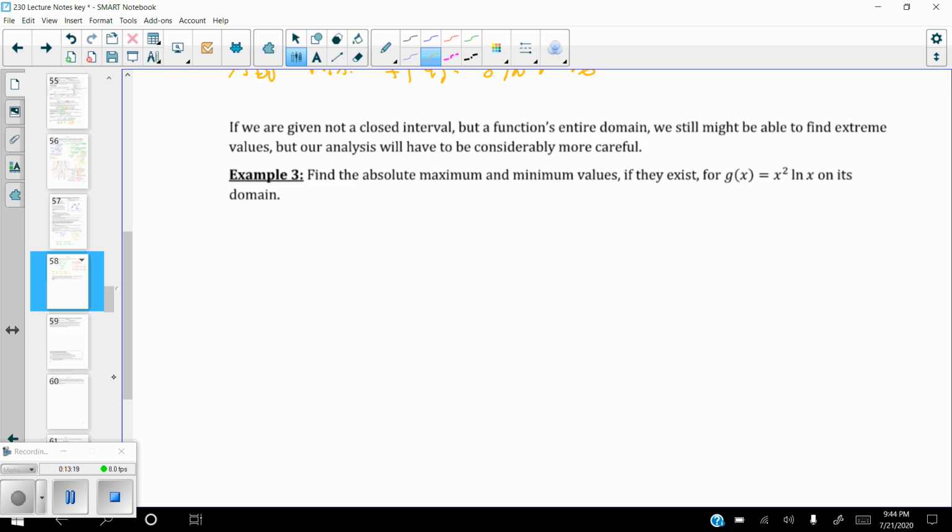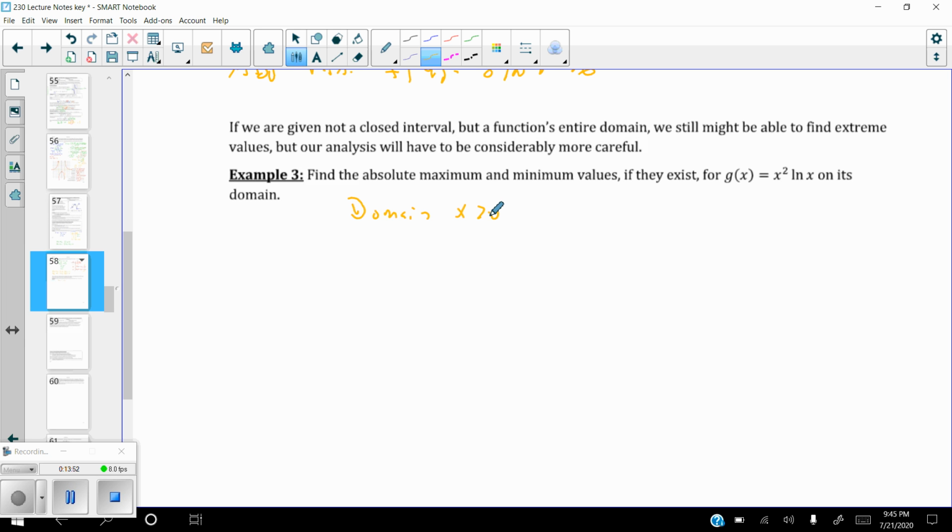So we want to find the absolute maximum and minimum values, if they exist, for g of x equals x squared natural log of x on its domain. Well, the domain of that, you can plug anything you want into x squared, but I can't plug anything I want into natural log of x. So the domain for this is that x must be greater than 0, or from 0 to infinity, again, not including 0, but that's because of the natural log part. So we at least now know what our domain is.